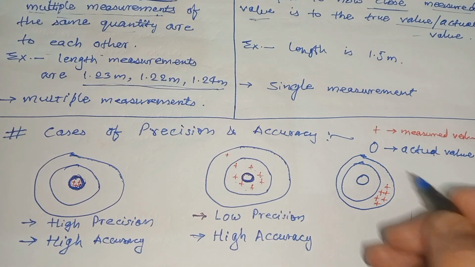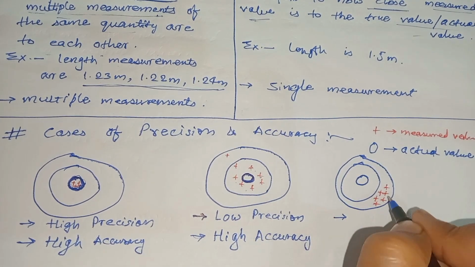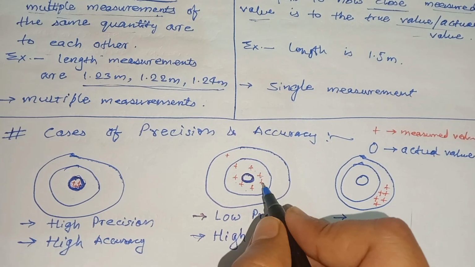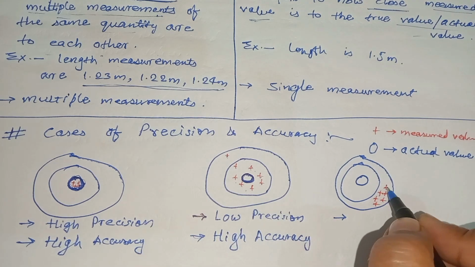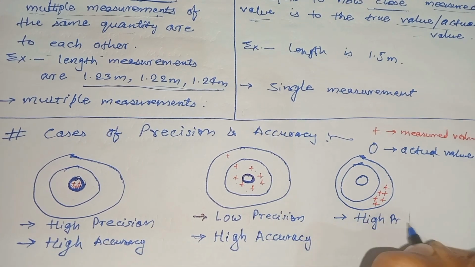The measured values we see here, what will we say about precision? They are close to each other, not apart like in the previous figure. One is here, another one is here, they are apart from each other, but here all are close to each other, so it is high precision, highly precise.